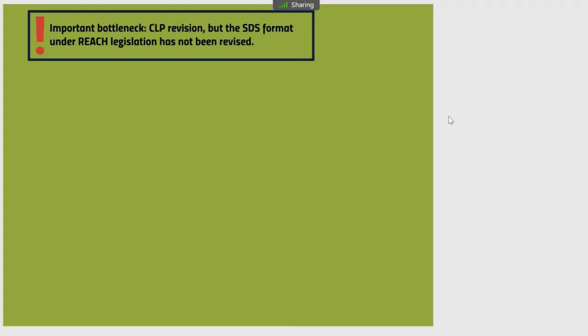So there's no mention of MOCS in the REACH regulation. Therefore, it can be up to interpretation on how to deal with the MOCS and how to deal with the constituents of the MOCS in an SDS.